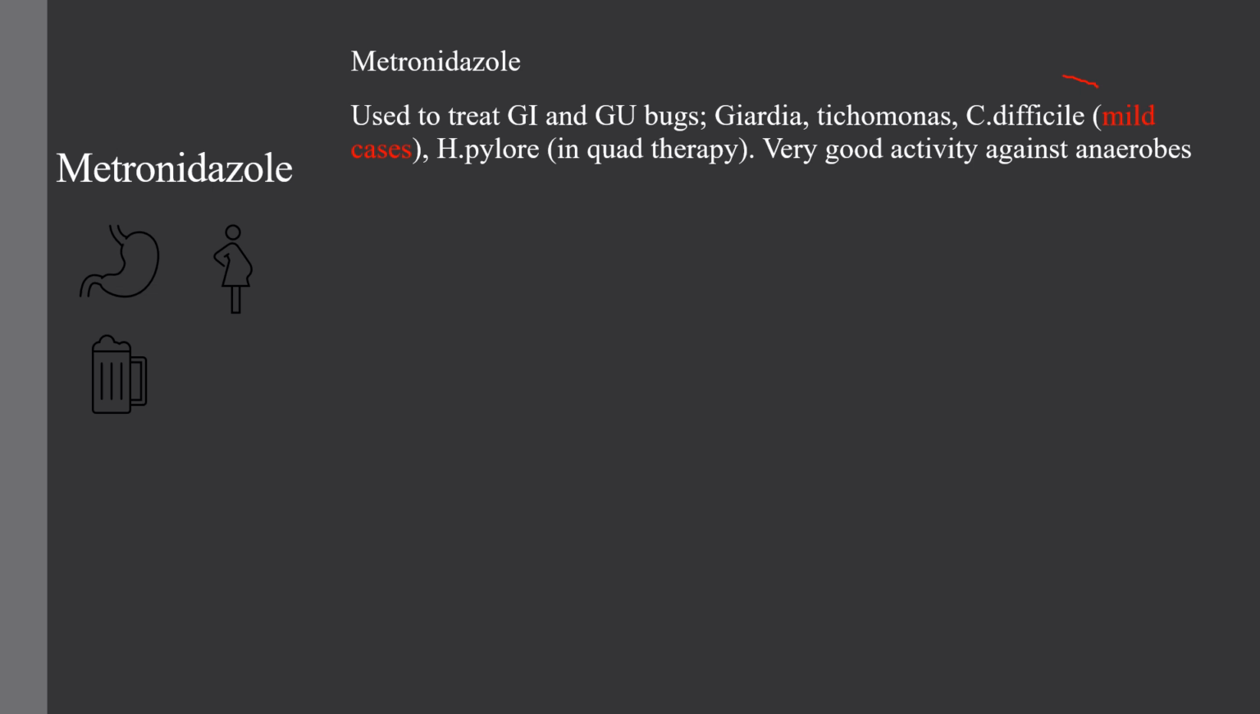Also, I'll just add here that the treatment is usually 10 days because often the PEBC wants you to know that it's for that many days. And you can also use it in H. pylori, usually in quadruple therapy. I can't remember off the top of my head if it was used for triple therapy, but yeah. So it has very good activity against anaerobes.